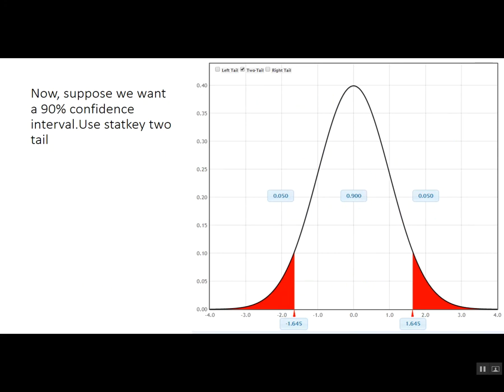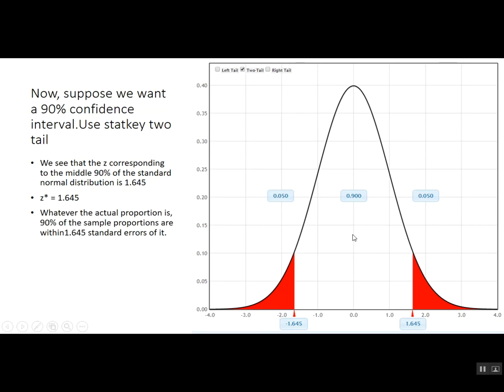Suppose we want a 90% confidence interval. Well, we use StatKey two-tail, and we see that the z which corresponds to the middle 90% of the standard normal distribution is 1.645. So in our book's language, z star equals 1.645. It's the z that goes with the middle 90%. Whatever the actual proportion is, 90% of the sample proportions are within 1.645 standard errors of it.